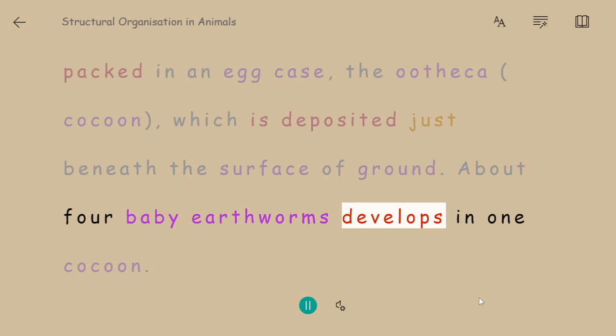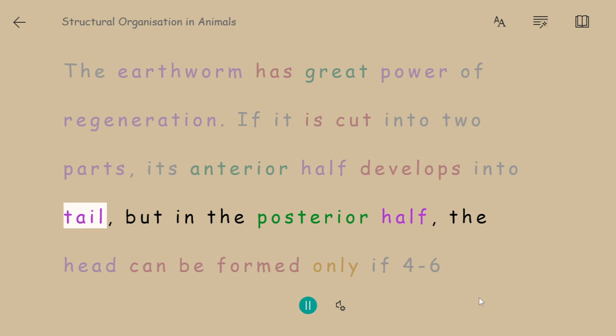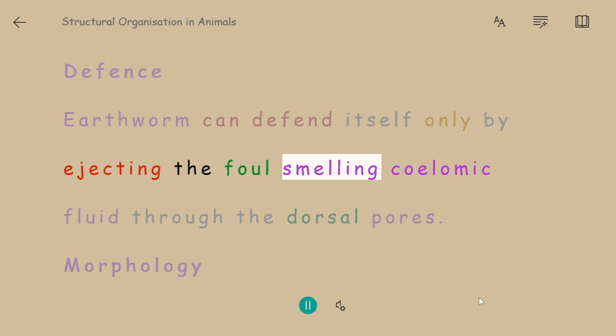Regeneration. The earthworm has great power of regeneration. If it is cut into two parts, its anterior half develops into a tail, but in the posterior half, the head can be formed only if 4 to 6 anterior segments are removed. Defense. Earthworm can defend itself only by ejecting the foul-smelling coelomic fluid through the dorsal pores.